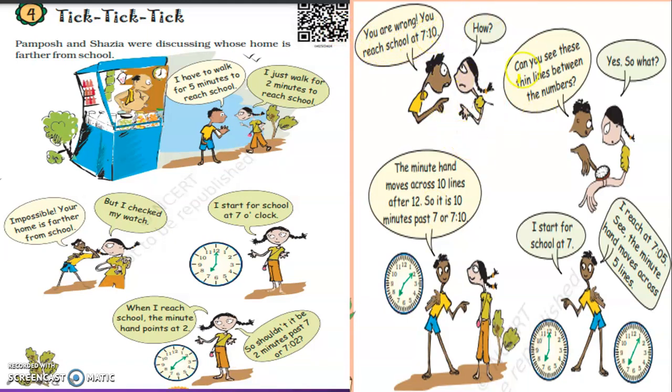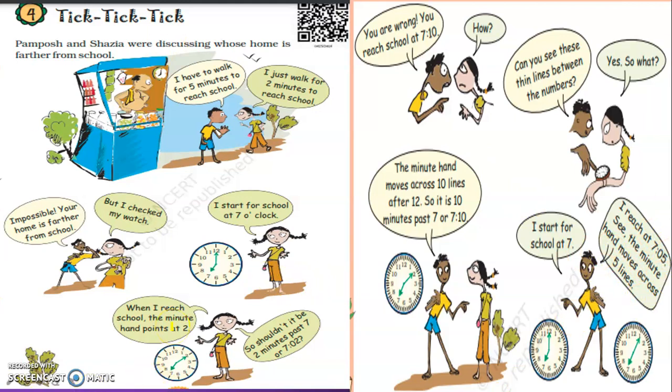Now here the girl is very confused. How? Can you see these thin lines between the numbers? Yes, so what? The minute hand moves across 10 lines after 12, so it is 10 minutes past 7 or 7:10. I start for school at 7. I reach at 7:05. See, the minute hand moves across 5 lines. Now what is all this all about?